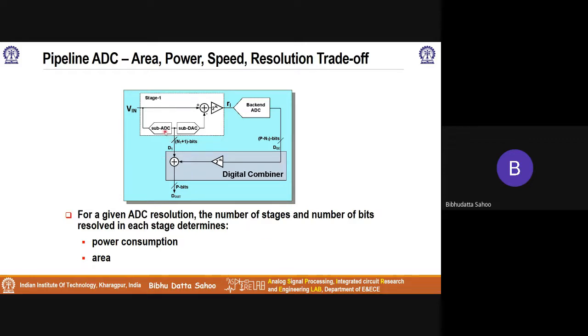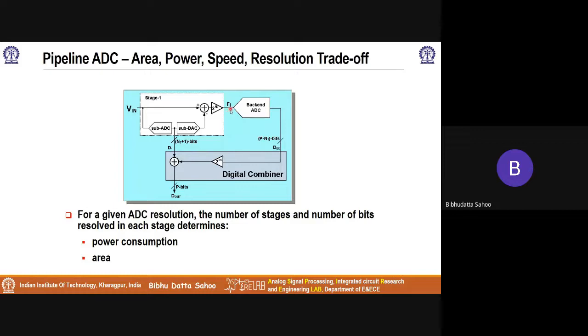So the pipeline ADC works like this: there are multiple stages. Each stage is realized with a sub ADC, which resolves a fewer number of bits. Then those bits are converted to analog voltage and subtracted from the input, and then amplified to generate a residue. The amplification is done by using an op-amp, and the amplifier gives a gain of 2 to the power of n1, however many bits we resolve, and the +1 corresponds to the redundancy in the system, which is needed to overcome certain non-idealities in each of the stages.